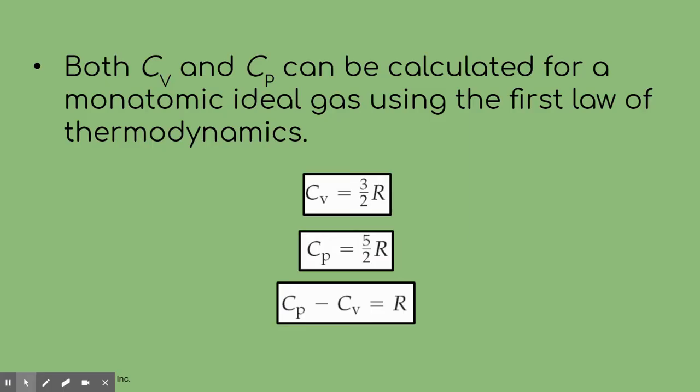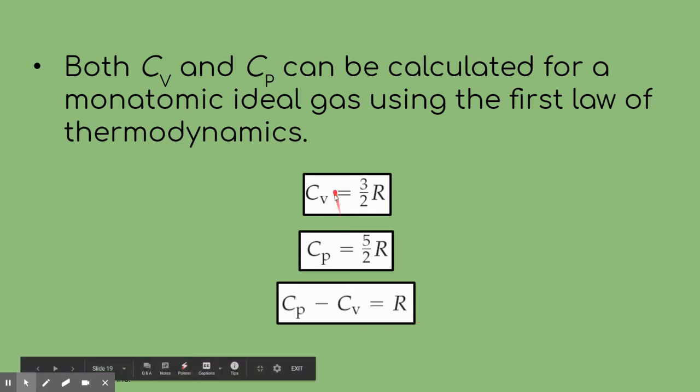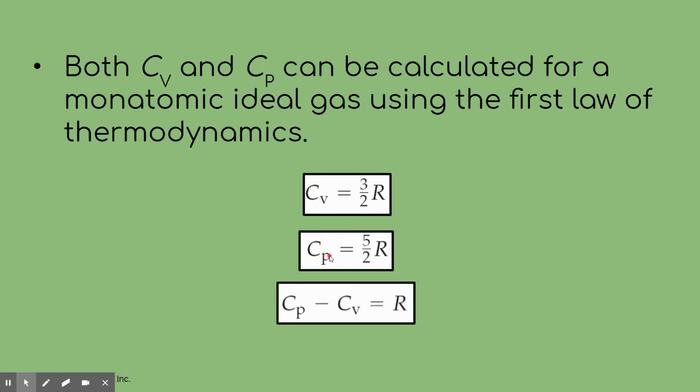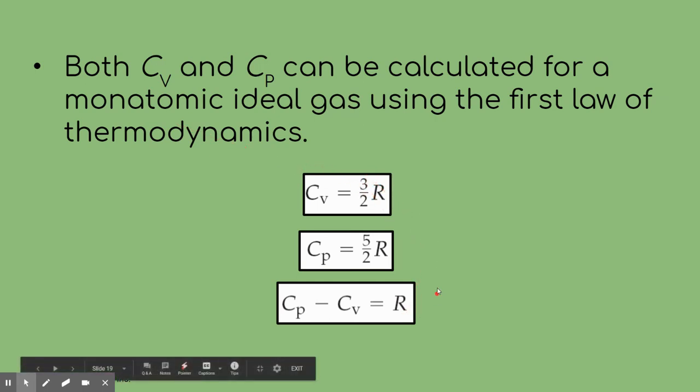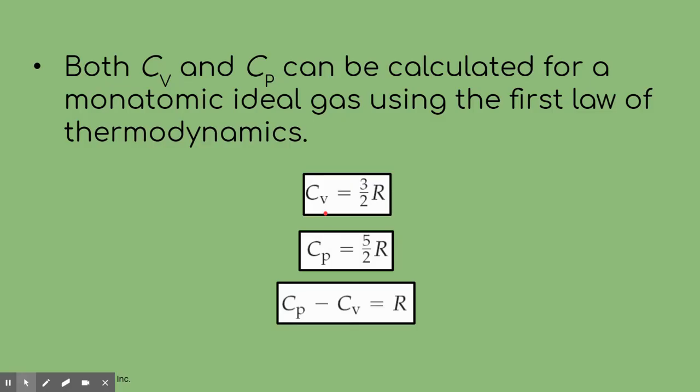We're not going to get into the derivations here, but the CV and the CP, so the specific heat for constant volume and for constant pressure for a monatomic gas, this is important, it's for a monatomic ideal gas, can be found by using these equations as well. So we have a couple of different ways we can do it this way, depending on the information we're given, or we can do it this way.